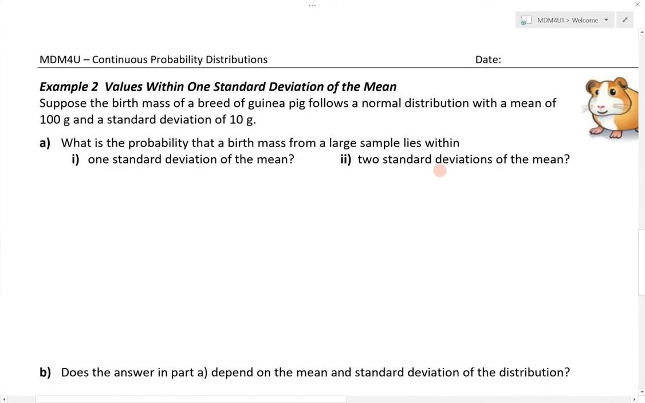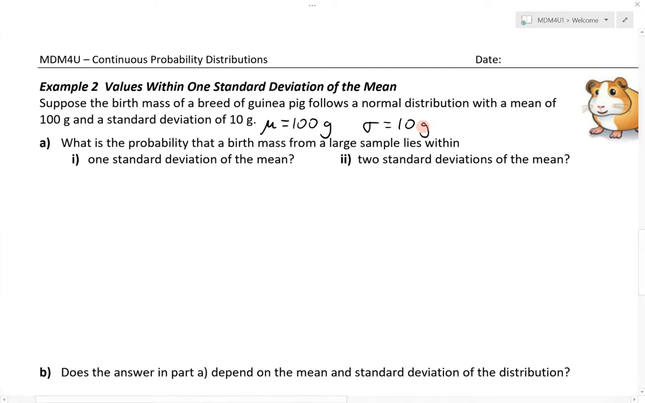Okay, example number 2. Suppose the birth mass of a breed of guinea pig follows a normal distribution with a mean value of 100 grams and a standard deviation of 10 grams. I'm just writing down the interpretation of these numbers. The mu value is 100 grams, the standard deviation sigma is 10 grams, and we're assuming populations here rather than a sample.